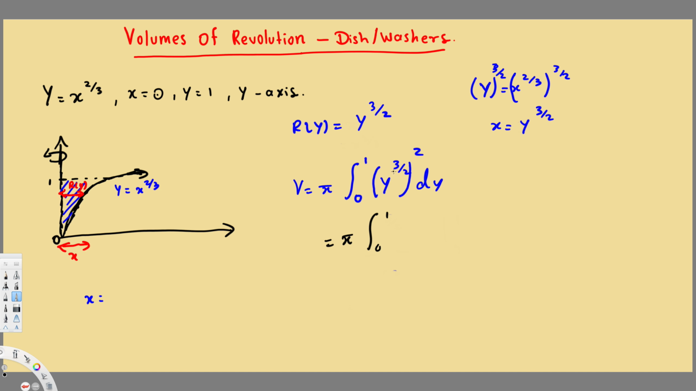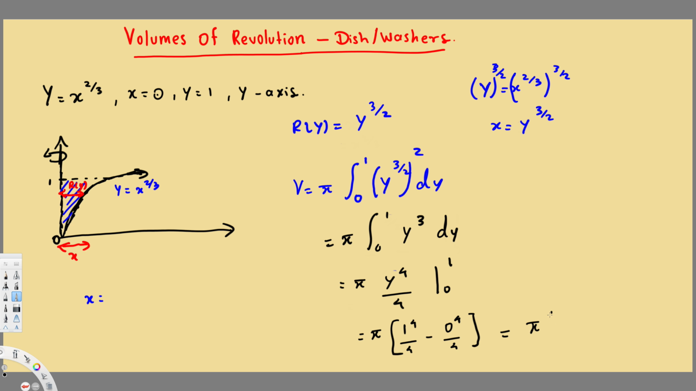and if I square this, this is going to be just y cubed dy, and if I integrate this, this is going to be y to the power 4 divided by 4, going from 0 to 1. Let's substitute the values. 1 to the power 4 over 4 minus 0 to the power 4 divided by 4. 0 to the power 4 is just 0, so the whole thing is going to be 0. So the only thing we will be left with is 1 over 4. So pi multiplied by 1 over 4 is basically pi over 4, and that's going to be the volume.